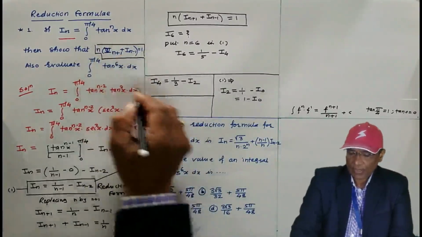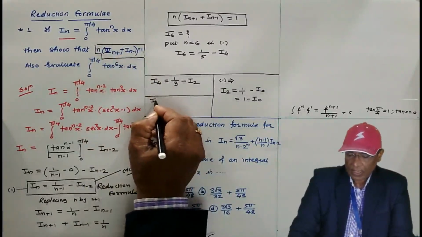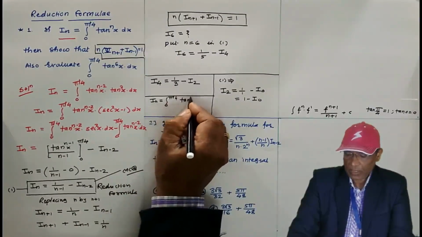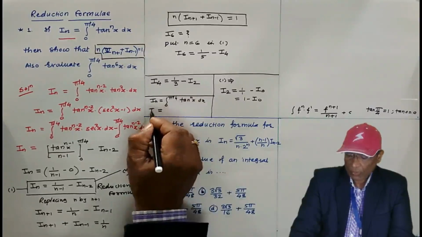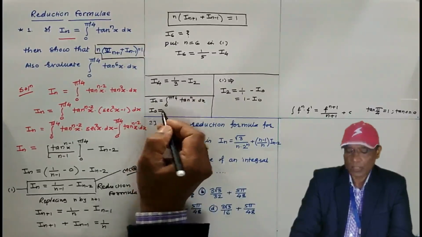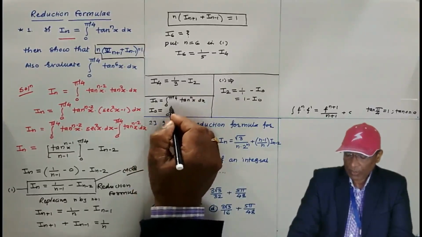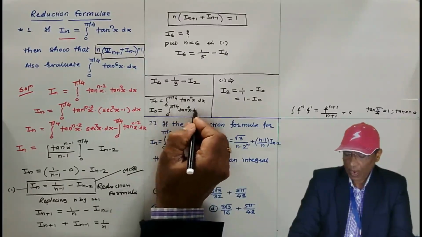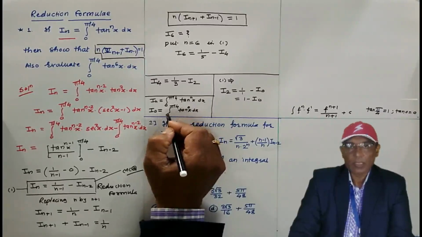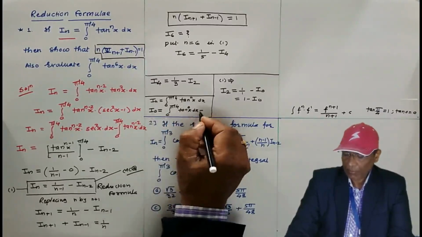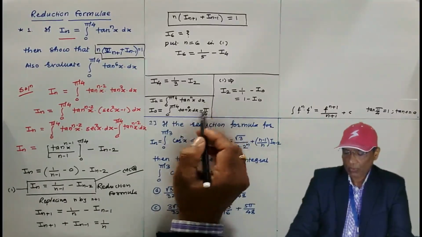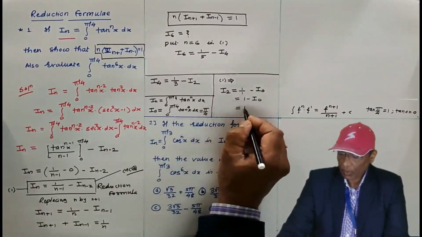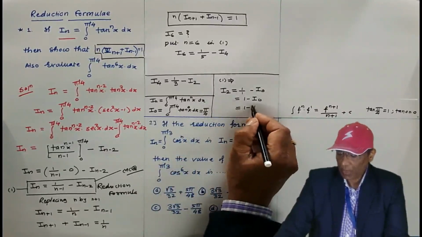What is the definition? In is the integral from 0 to pi by 4 of tan power n. This is In. So put n equal to 0 here so as to get I0. Tan raised to power 0 is 1, and the integral of 1 in the limit 0 to pi by 4 is pi by 4. This value of I0 we found, which is pi by 4. Now substitute the value of I0 here, which is pi by 4.